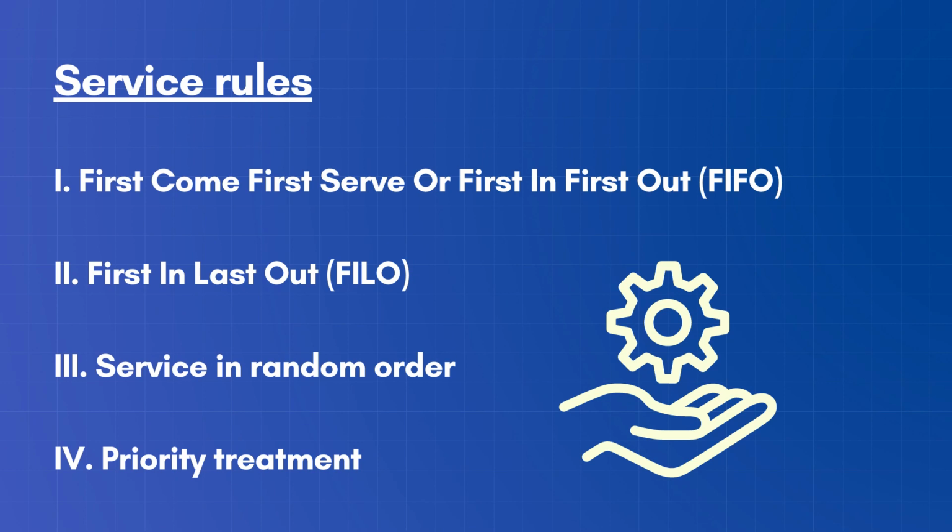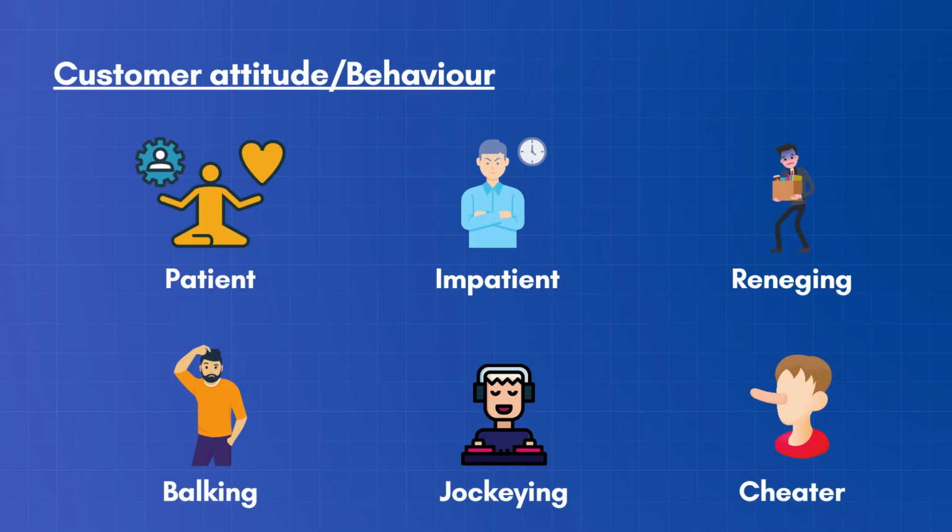There are certain service rules as well, like first come, first served, first in, last out, service in random order, and priority treatment. And finally, there is customer attitude or behavior. A customer who is patient waits patiently. An impatient customer creates a nuisance. A reneging customer joins the queue but leaves after a short interval. Balking customers are those who enter the system but do not join the queue.